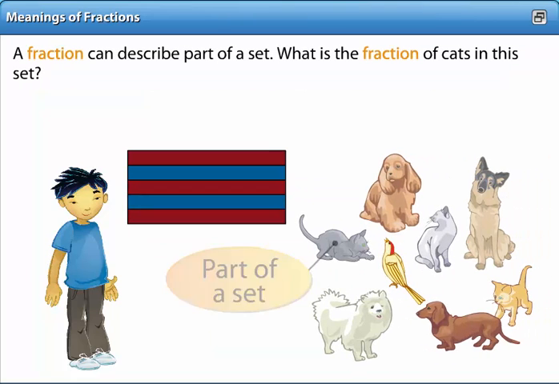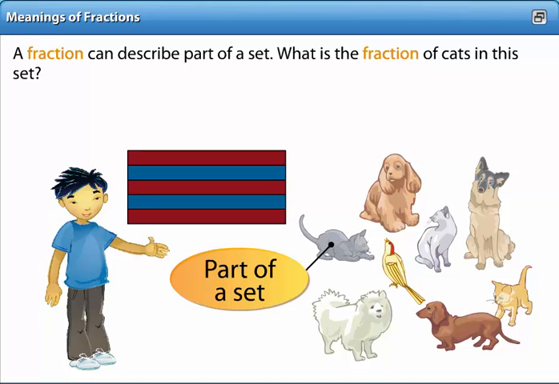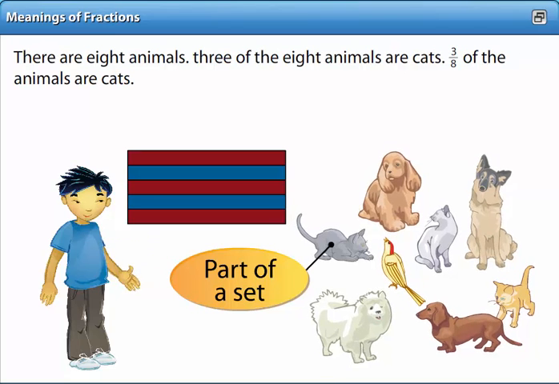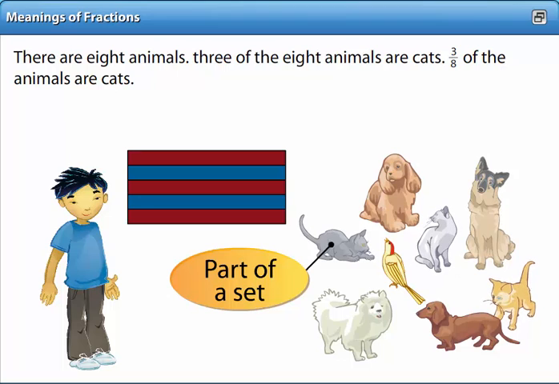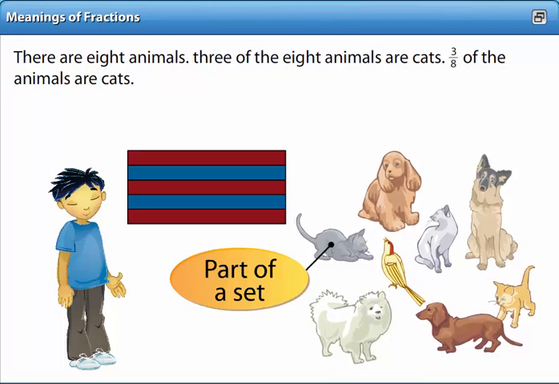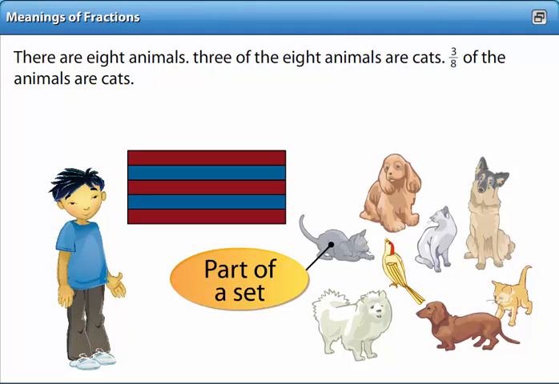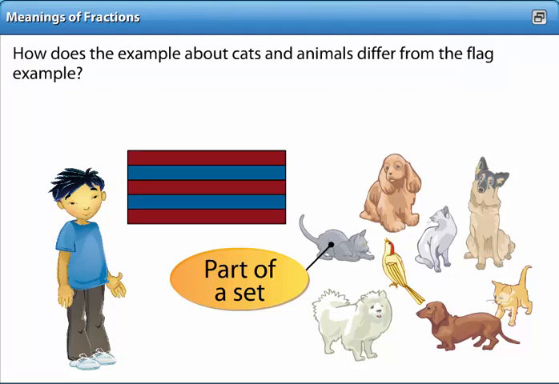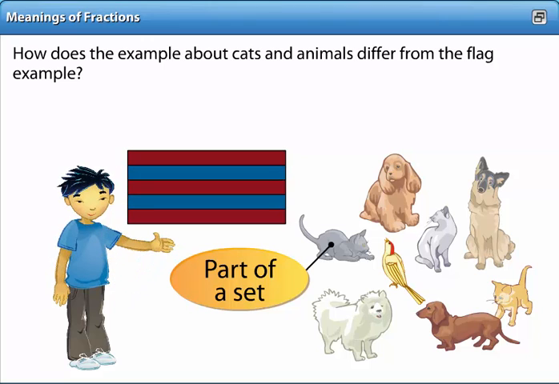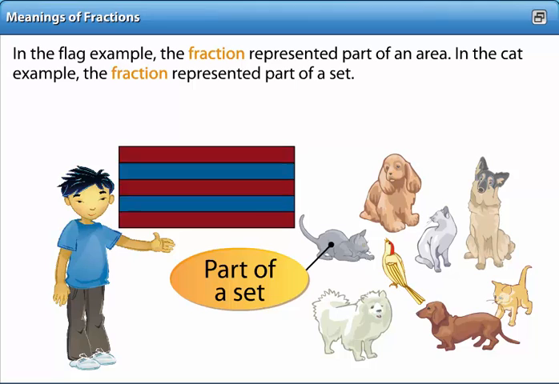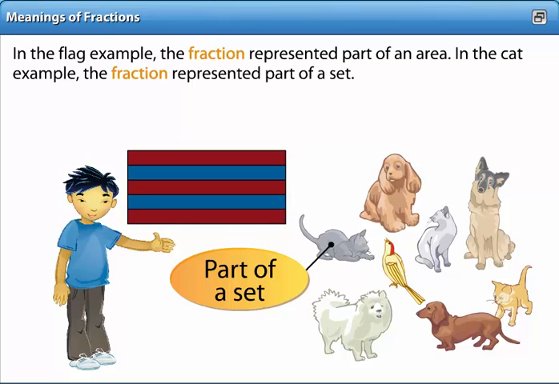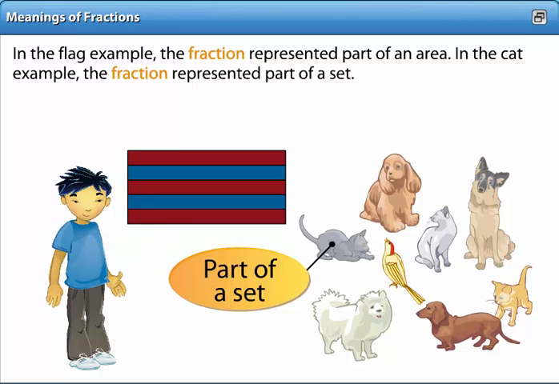A fraction can describe part of a set. What is the fraction of cats in this set? There are 8 animals. 3 of the 8 animals are cats. 3/8 of the animals are cats. How does the example about cats and animals differ from the flag example? In the flag example, the fraction represented part of an area. In the cat example, the fraction represented part of a set.